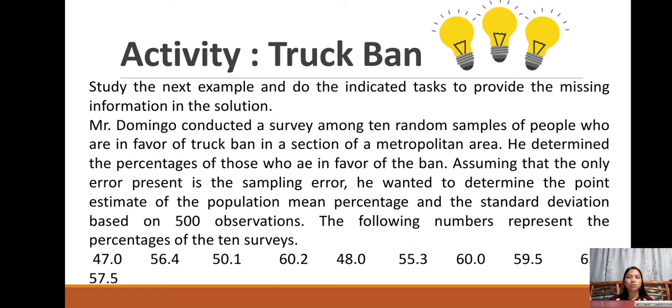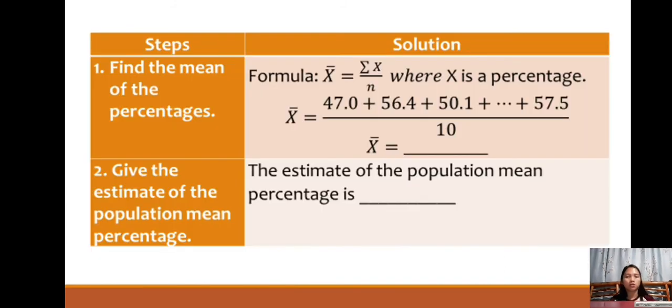So that is the problem. So we have the given data, 47.0, 56.4, until 57.5. So there are 10. Okay, so we have here steps and solution. For number 1, we need to find the mean of the percentage. So again, we will use the formula. And for the percentage, we need to add the percentages from 47 to 57.5. And for step number 2, we need to give the estimate of the population mean.